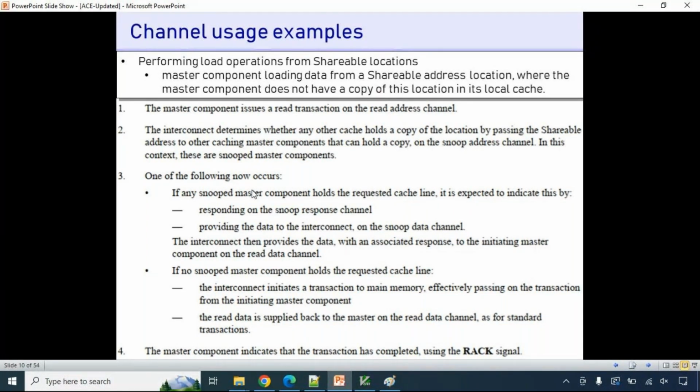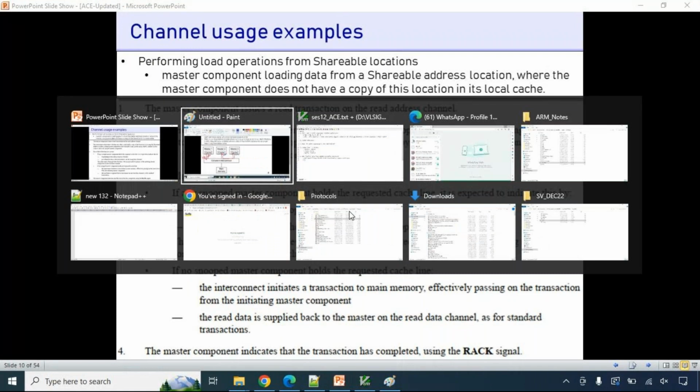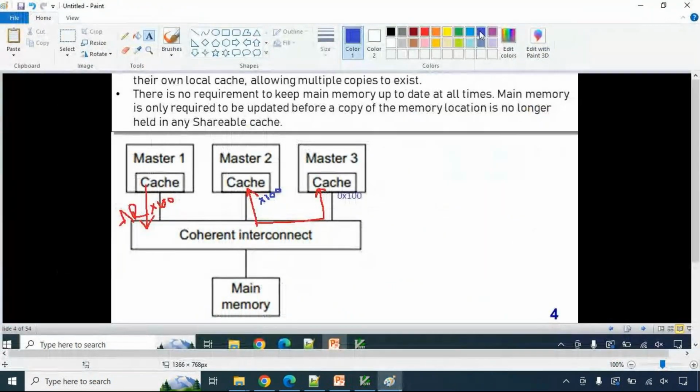If any snooped master component holds the requested cache line, that is, 100 is there, it is expected to indicate this. So the interconnect is asking the local caches, before going to the main memory, do you have this cache line with you? If they have it, how do they respond? They provide the response on the snoop response channel. Let's say master 3 has the data. What will master 3 do? It will send this communication that the cache line is there with me.